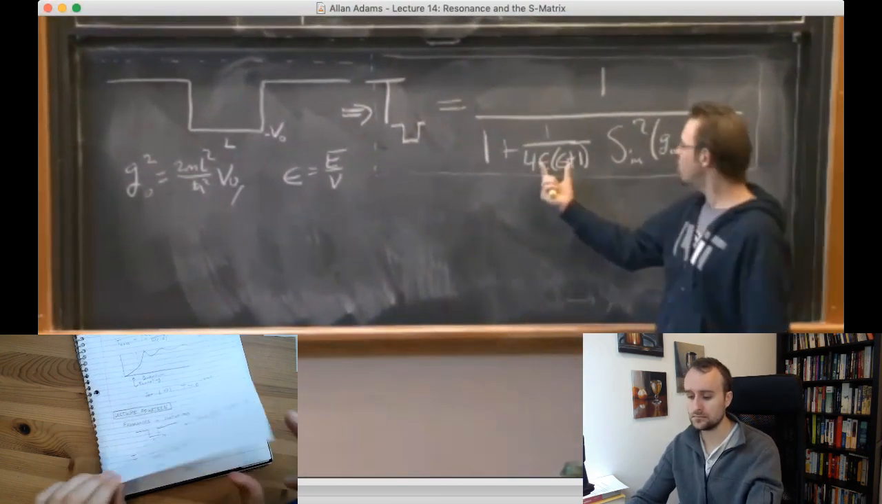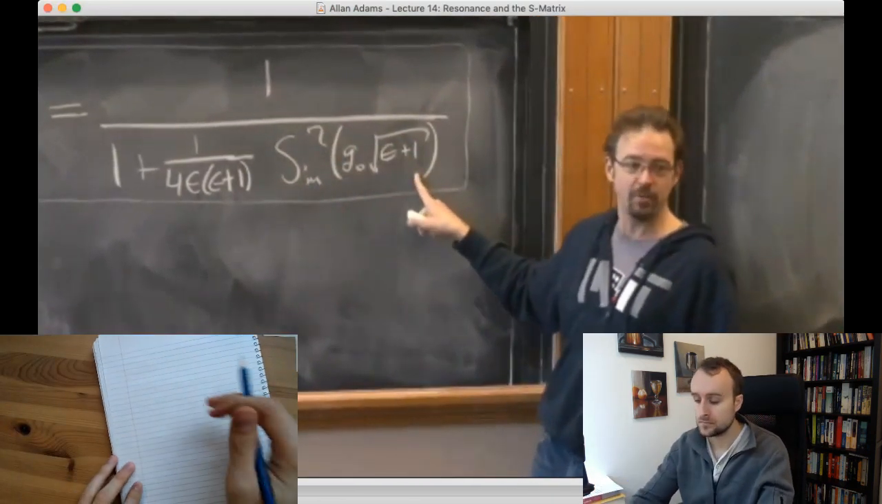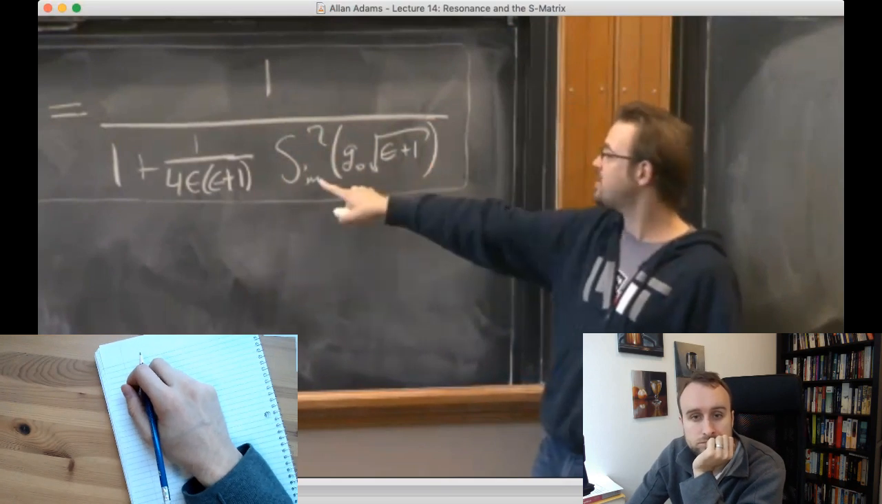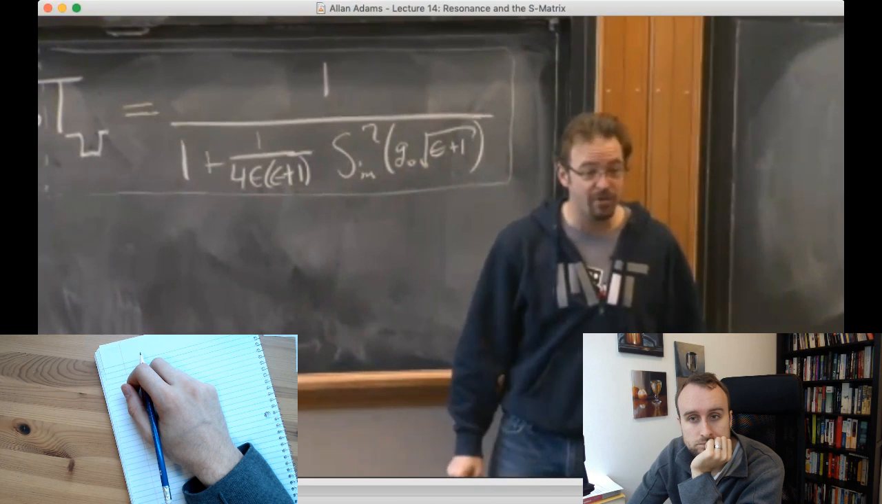Okay, so it looks basically the same as before. We have a sine function downstairs, which again will sometimes be 0. The sine will be 0 when its argument is a multiple of pi. And when that sine function is 0, then the transmission probability is 1 over 1 plus 0. It's also known as 1. Transmission is perfect. So we can get a resonance structure.